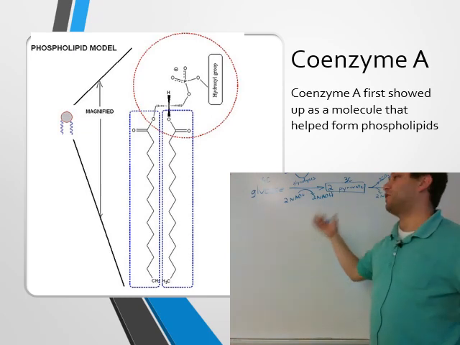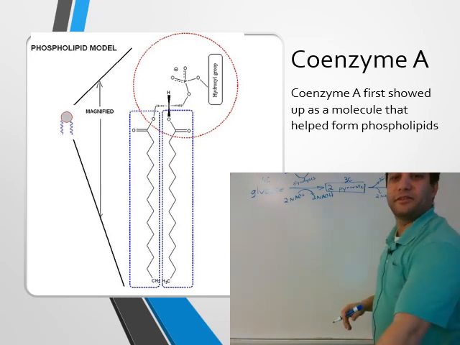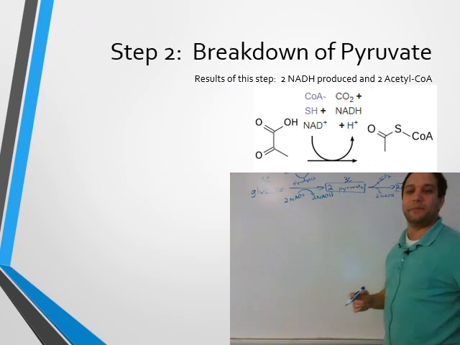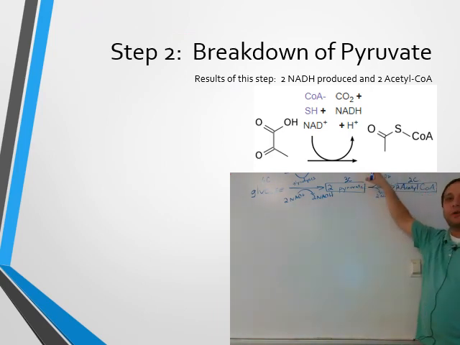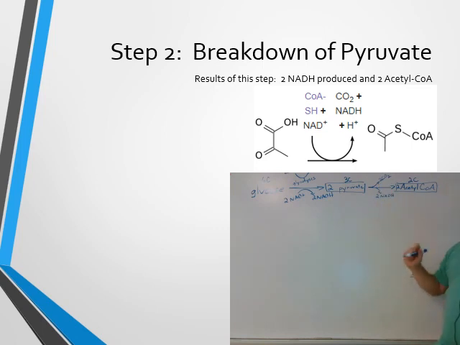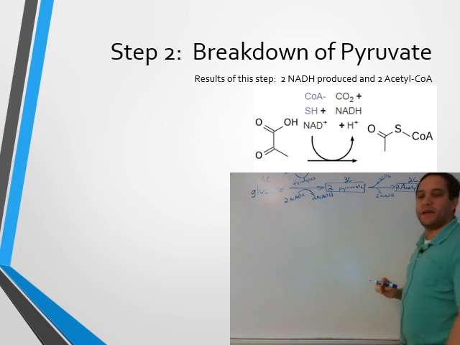Of course, you guys know now, this helped attach the phospholipids. It was apparently on the next slide the whole time. So the whole point of this step is you've released that waste product, carbon dioxide, you've created 2 NADH, and you created 2 acetyl coenzyme A.